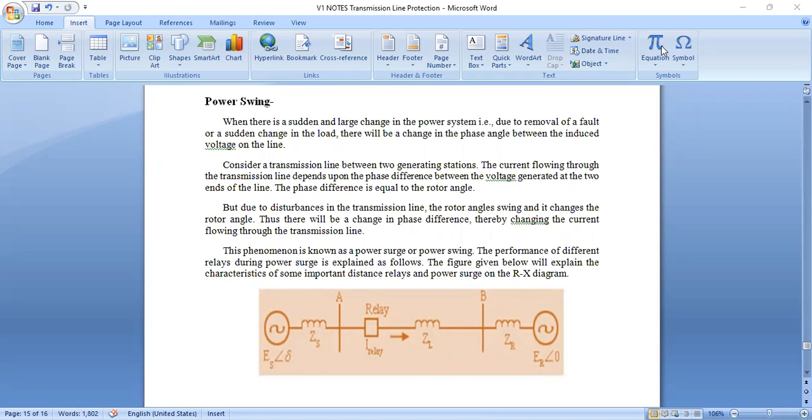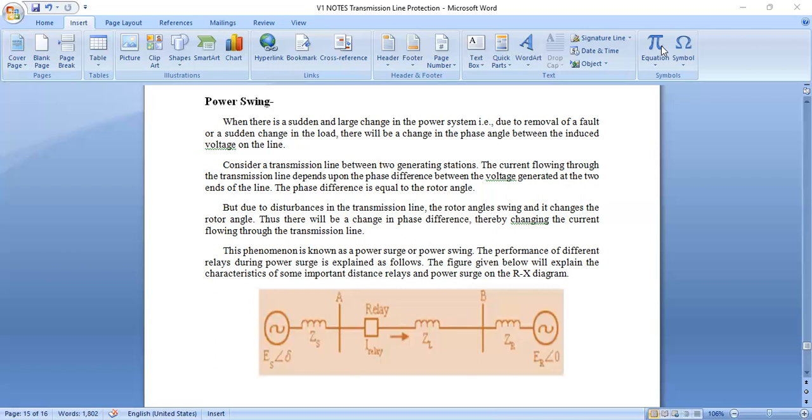First, the question for this power swing: what is the power swing? Then explain its effect on the operation of the distance relay. Second, explain the effect of arc resistance and power swing on the performance of the distance relay. So you have both the questions. Then you have to write the full description for this question.